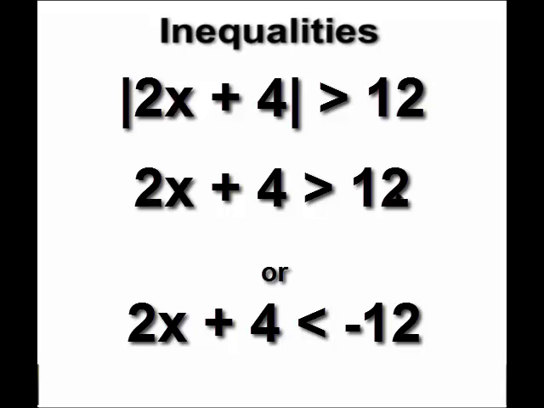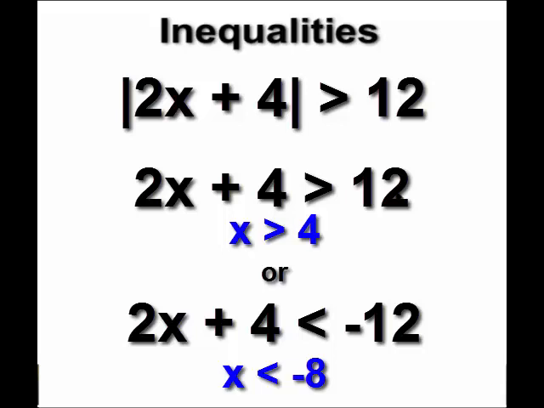So the first one, minus 4, 2x has to be greater than 8. So x has to be greater than 4. Let's do the bottom one. So I subtract 4 from both sides. I get 2x has to be less than negative 16. x has to be less than negative 8. Okay, so those are our answers, but I'm going to give you a real quick double check.